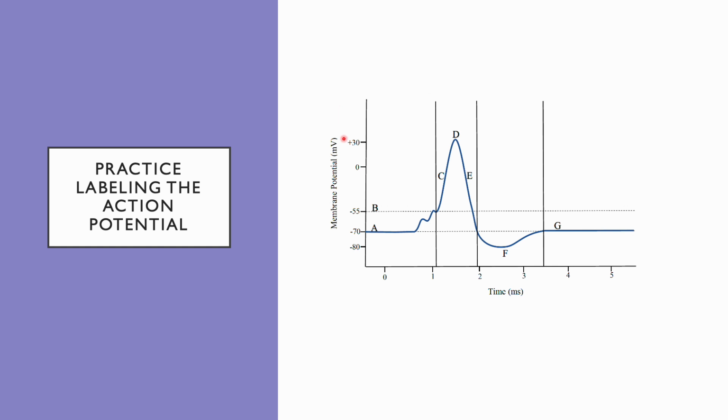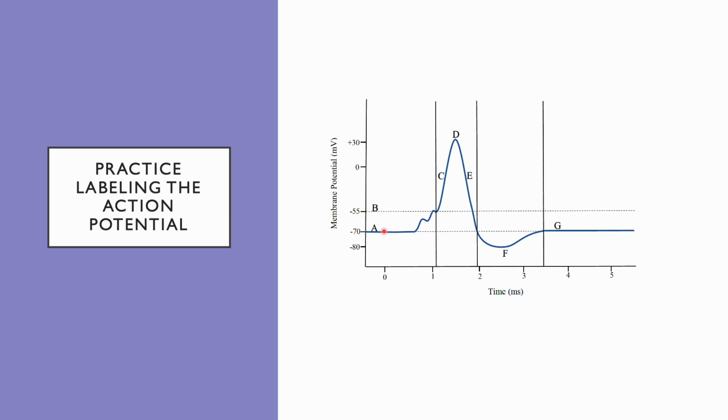So here on the y-axis, this is showing us our membrane potential, and this is measured in millivolts. And then the x-axis is showing us time in milliseconds. Remember that action potentials occur very quickly. So first, we're going to look at A. A is at negative 70 millivolts, and this is known as the resting membrane potential.